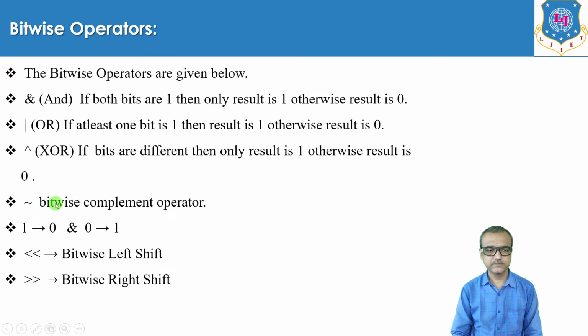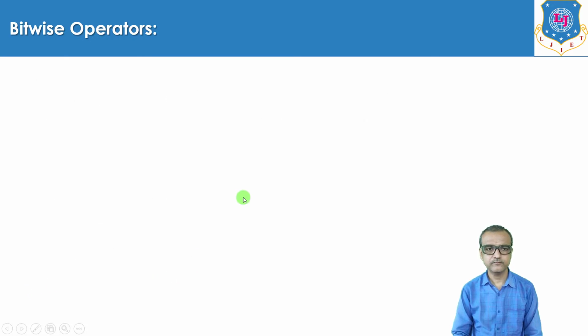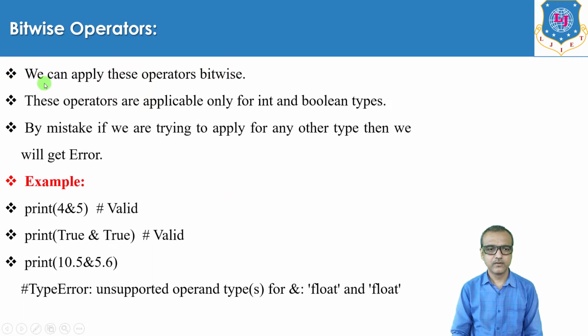Now this is the bitwise complement operator. It will change 1 to 0 and 0 to 1. Now this is the bitwise left shift operator and this is the bitwise right shift operator. We can apply these operators bitwise. How? I will make you understand with the help of examples.